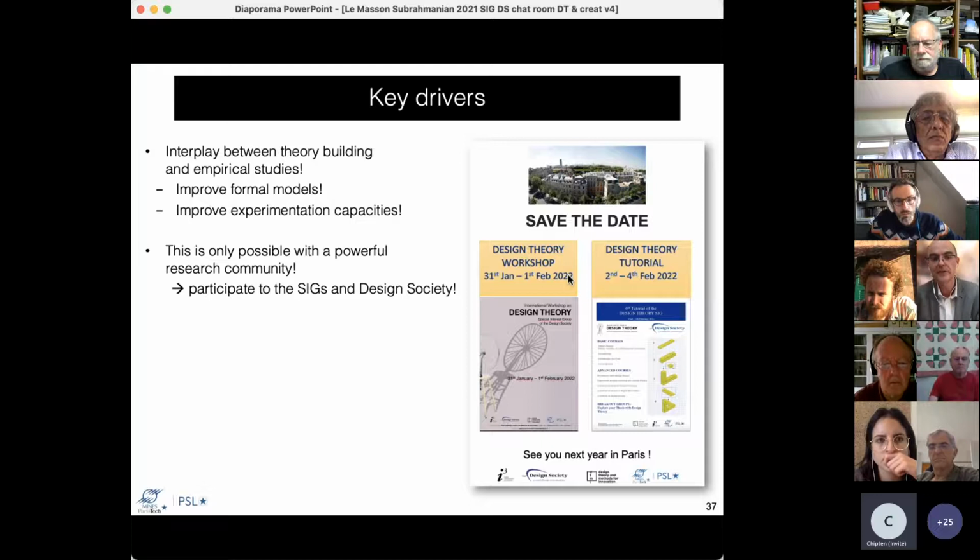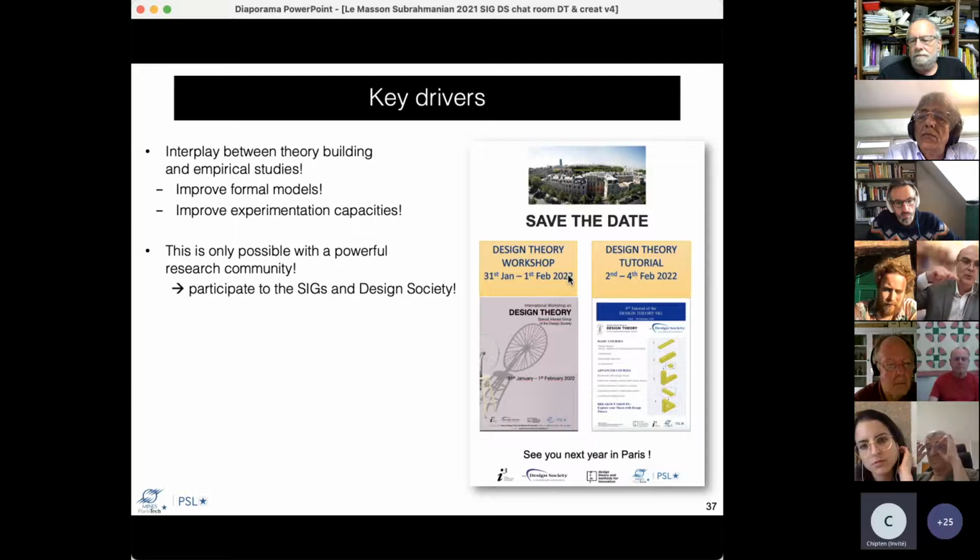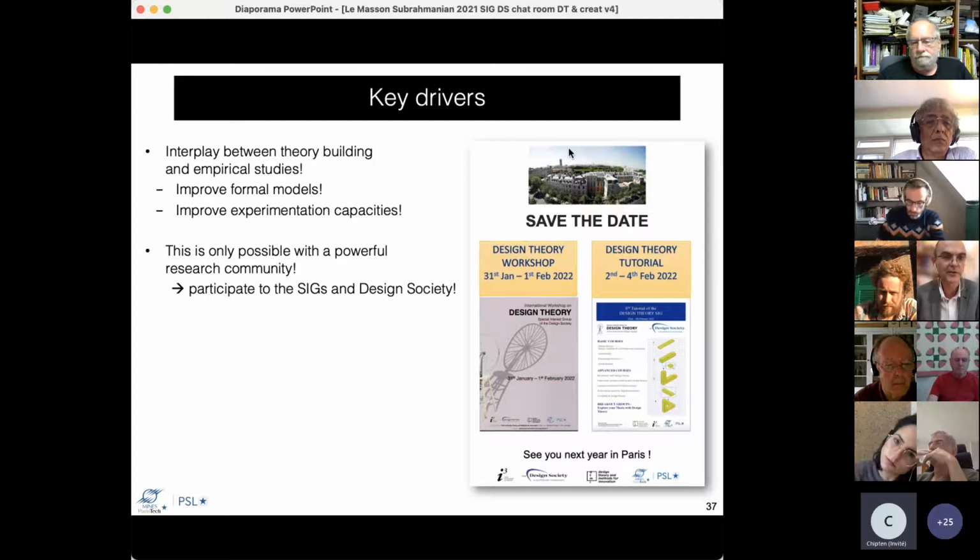And this goes back to the reason why we are here. It is very important that we have the Design Society, that we have the SIG, where it's possible to organize this loop with people more expert in formal models, people more expert in experimentation, that work together to entertain this movement. With this, I leave the floor for questions and I stop sharing my screen.